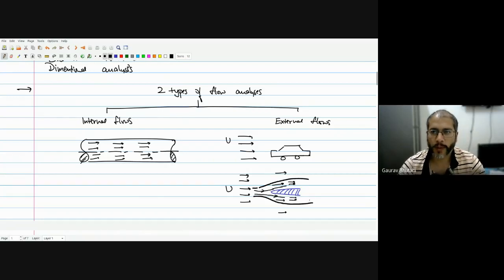So if the object was not there, if we remove this blue object, then the flow would have been uniform, like we have here. But since we have put this blue solid object in the path of the flow, it affects the flow, and this region between these two solid black lines is the region that gets affected. But the region beyond this is still the same. It still has that uniform flow of u.